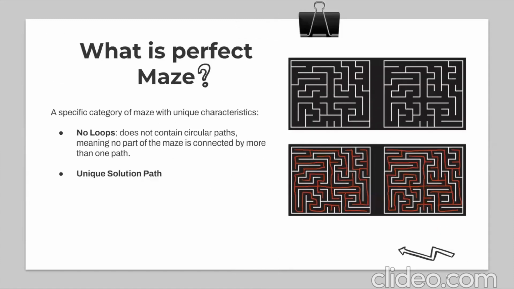Introduction part. What is a perfect maze, someone might ask? Well, a perfect maze is actually a specific category of maze with two unique characteristics. First, it has no loop in the path. Second, it has only one solution path.